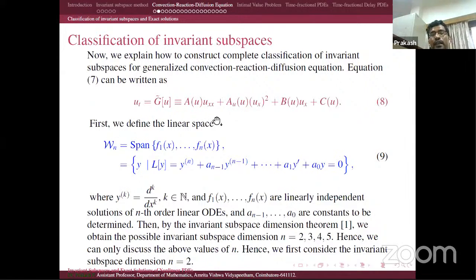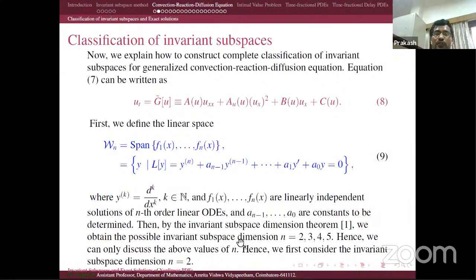First, we need to define the linear space. The linear space is nothing but a solution space of a linear ordinary differential equation. But what about the dimension of the subspace? This dimension depends on the order of the differential operator. The given differential operator order is 2. Therefore, the maximal dimension is 5. The possible dimensions are 2, 3, 4, 5.